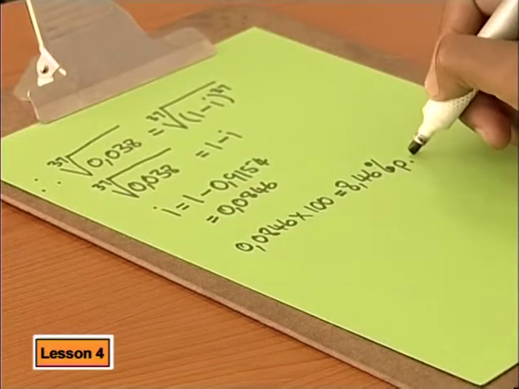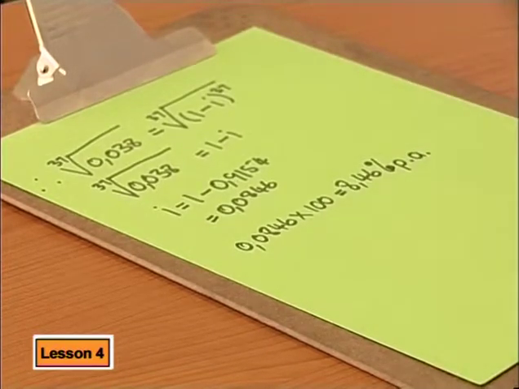0,0846 is about 8,46% per year. So the black rhino population is declining by 8,46% per year. That isn't such a lot, is it? Doesn't seem to be too high, but look at it this way.